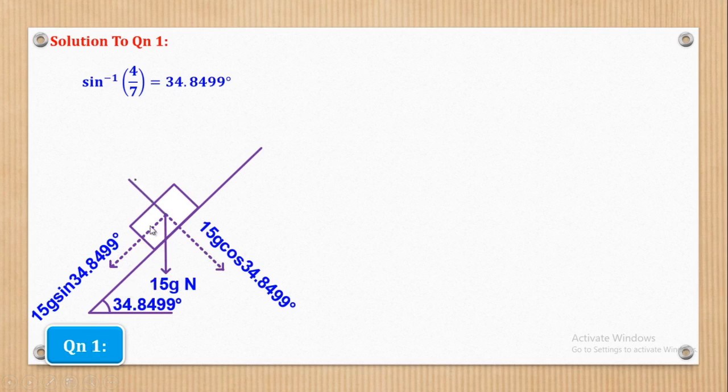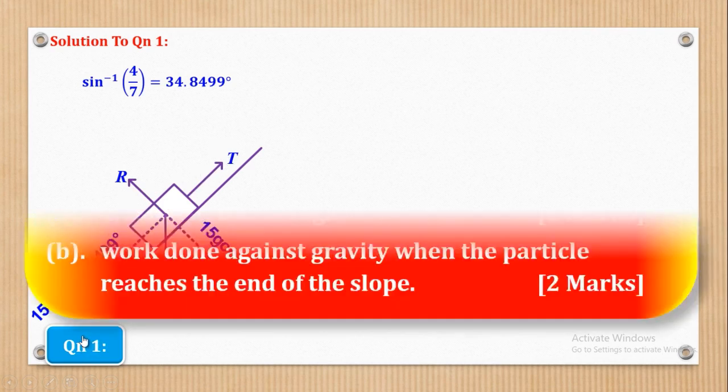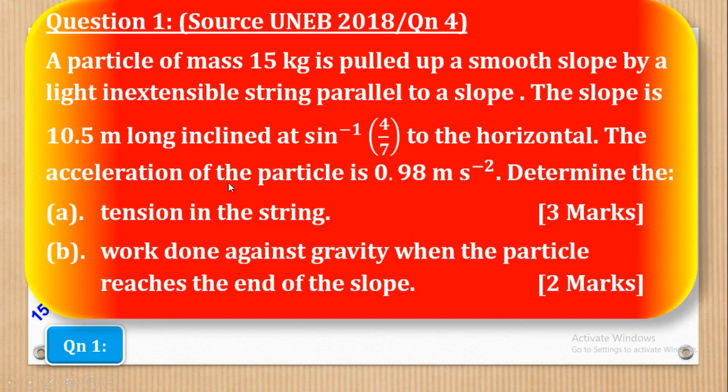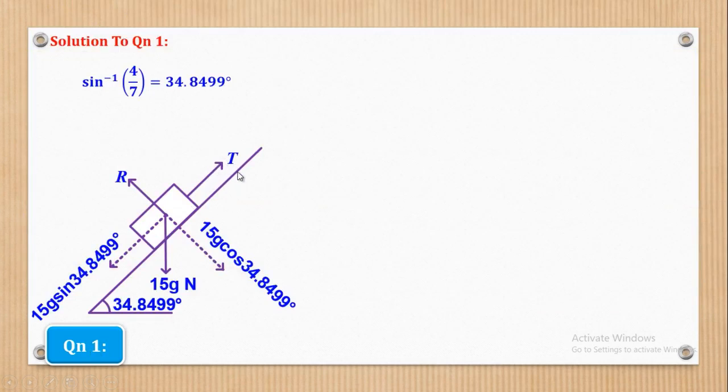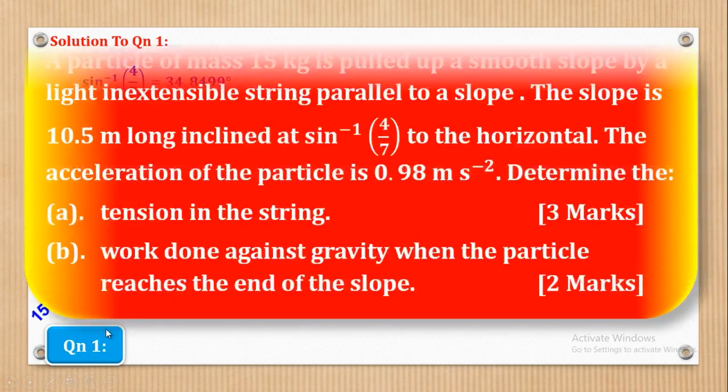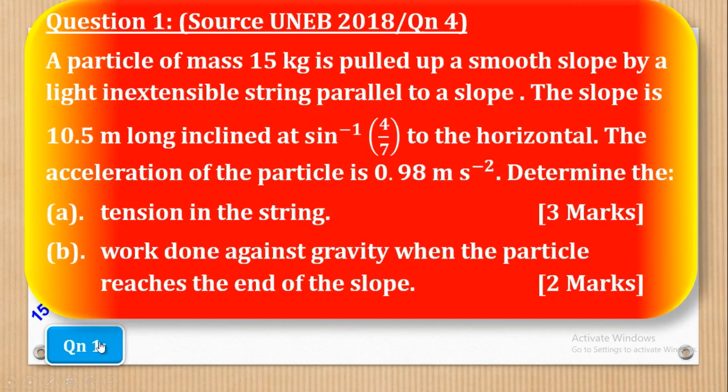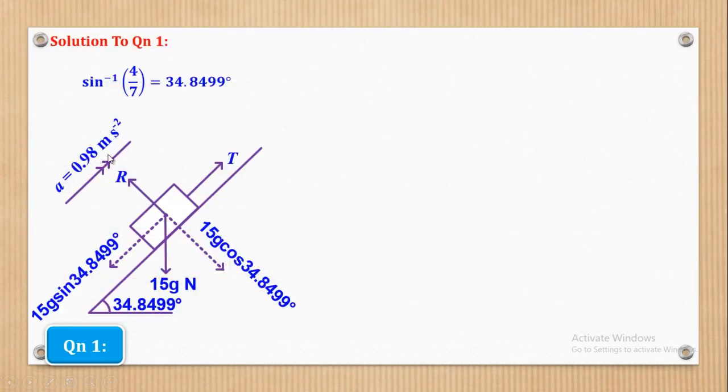Now next we shall show the normal reaction acting on this particle, and it's represented by R. Then next will be the tension in the string, which is pulling, and this is what they want. So part A, we have to get this value of T. Now we are also given the acceleration being equal to 0.98 meters per second squared, as you can see it here. So we shall come and show the acceleration there.